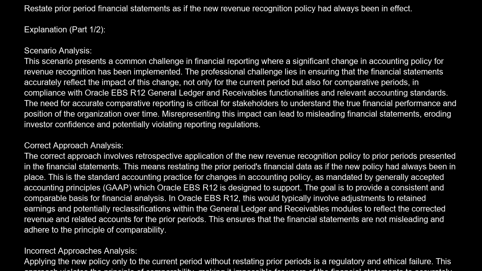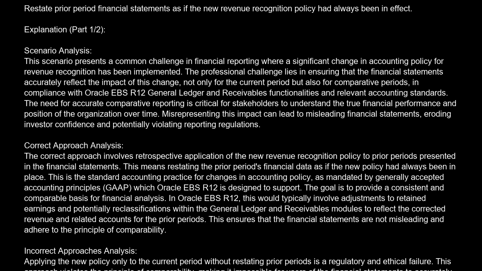Correct approach analysis. The correct approach involves retrospective application of the new revenue recognition policy to prior periods presented in the financial statements. This means restating the prior period's financial data as if the new policy had always been in place. This is the standard accounting practice for changes in accounting policy, as mandated by generally accepted accounting principles, GAAP, which Oracle EBS R12 is designed to support. The goal is to provide a consistent and comparable basis for financial analysis.